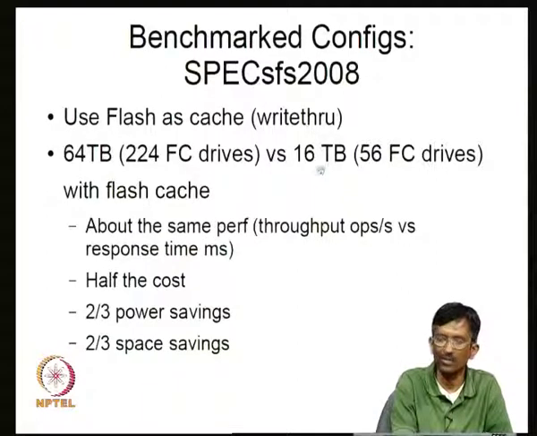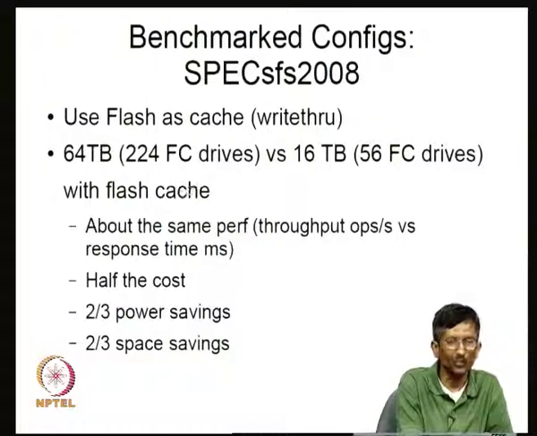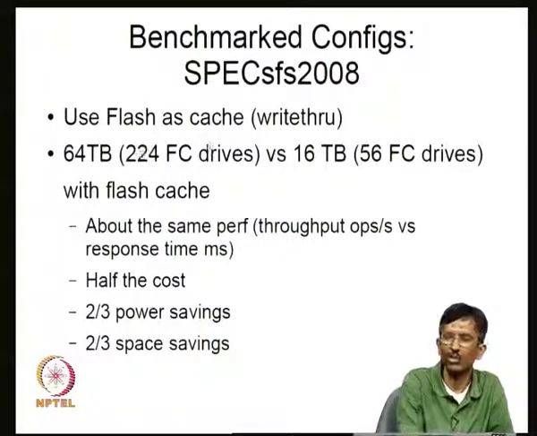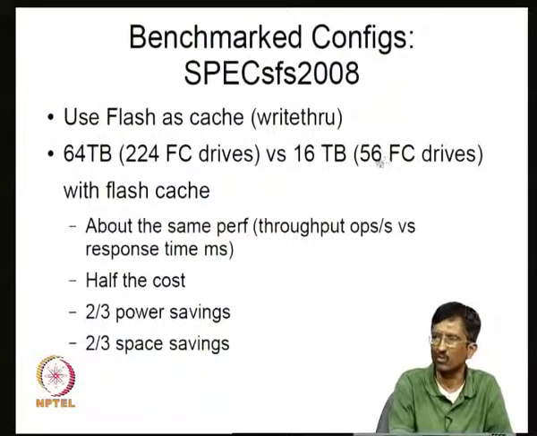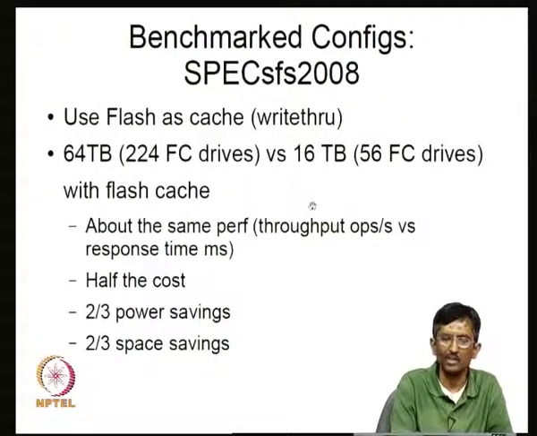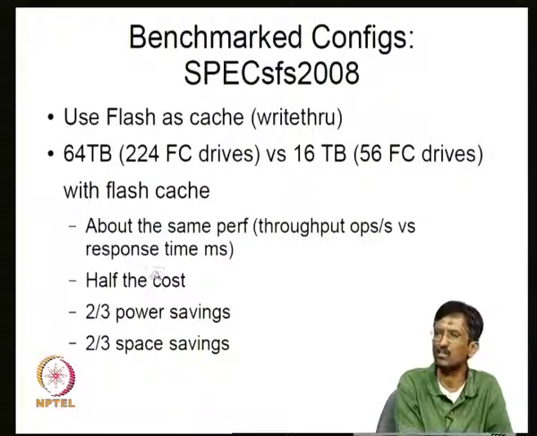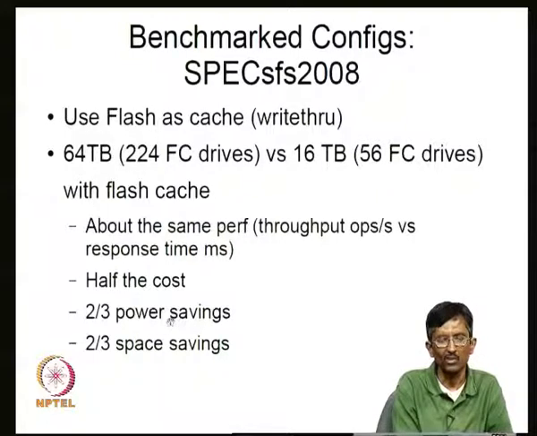Because I mentioned to you that you're using flash cache, and flash is expensive. Even if you take into account the cost of the flash, because of the reduction from 224 devices to 56 drives, that cuts down the cost quite a bit. In spite of all these things, the cost is about half. And most important, you get about 2/3 power savings.